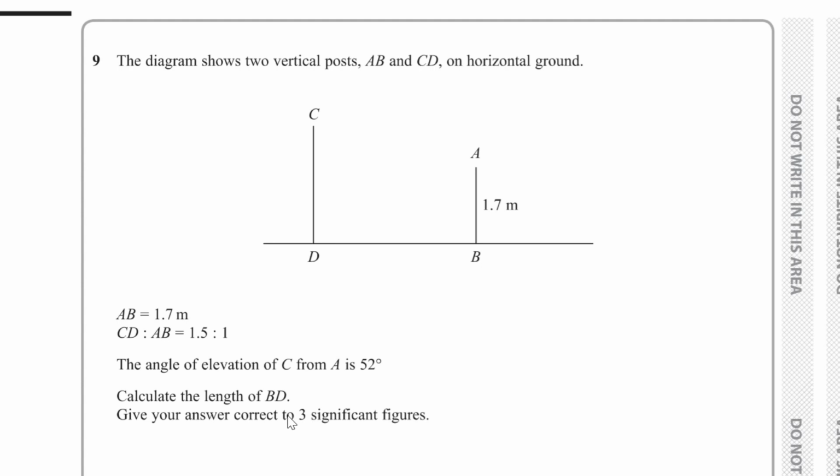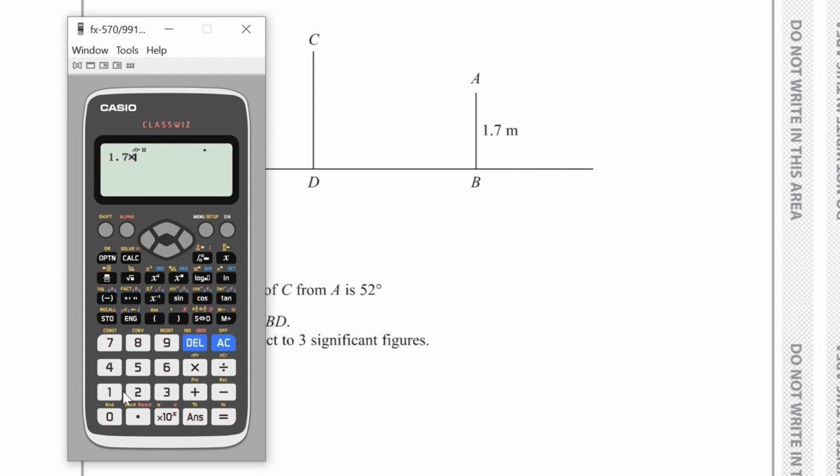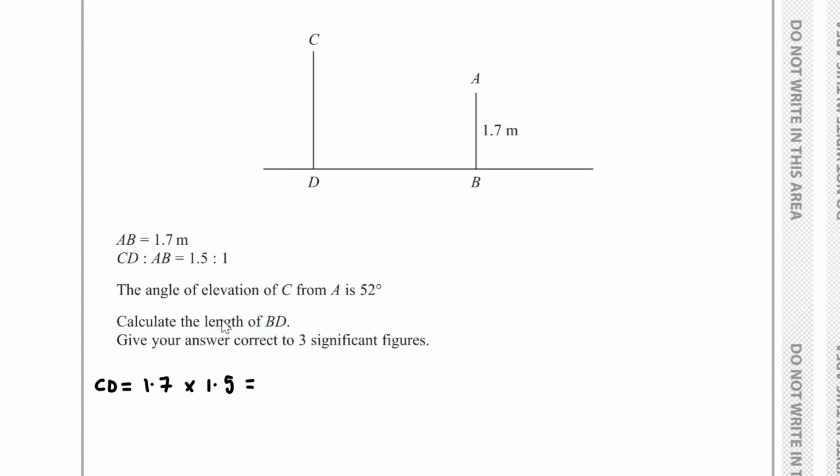Well, what we have to calculate in this question is the length BD, so that's this one here. Now, we can use this ratio to find out the length of CD. CD is equal to 1.7 multiplied by 1.5. If you work this out, 1.7 times 1.5, that's 2.55 meters. So let's add this to the diagram.